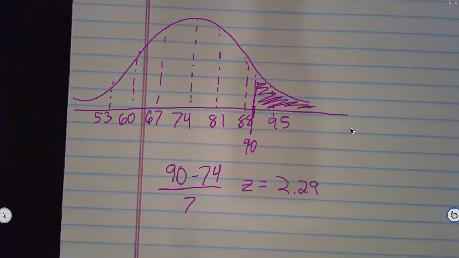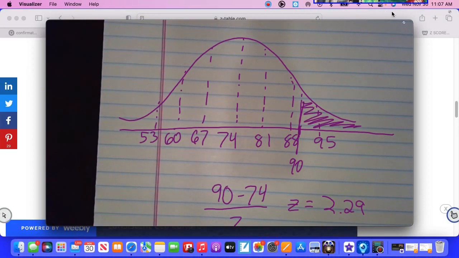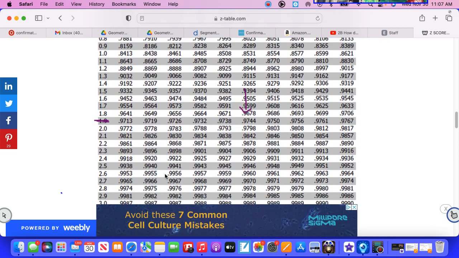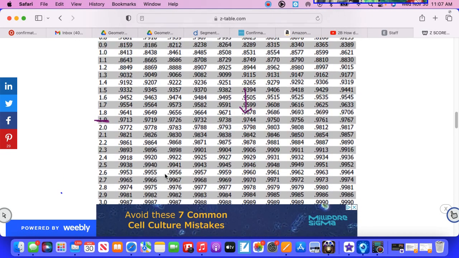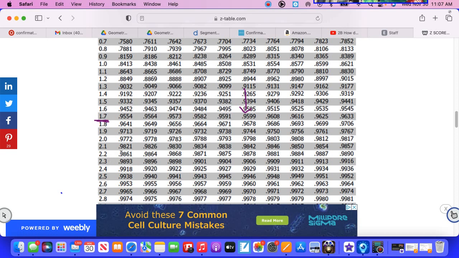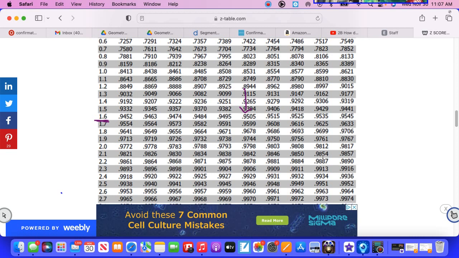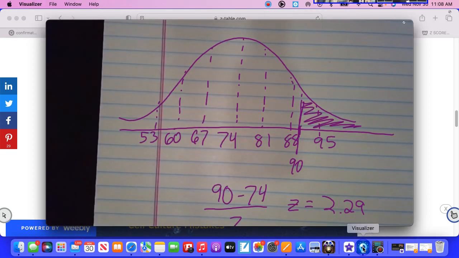All right, now I'm going to flip back over to my table. Y'all listen, which is very important. So I'm looking for a z-score of 2.2. And I'm thinking the 9's the one all the way at the right. Does everybody see that? 2.29. What is that? 98.9. So I'm going to come back over here. 98.9%.